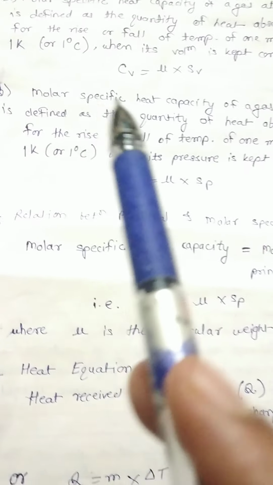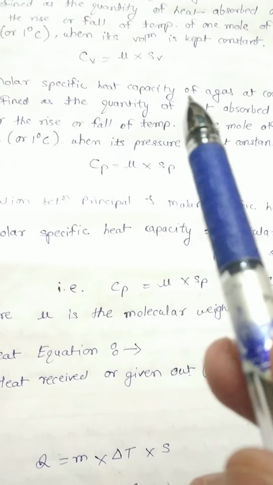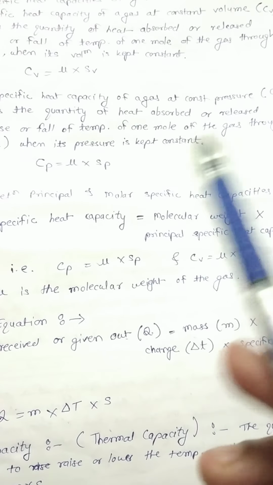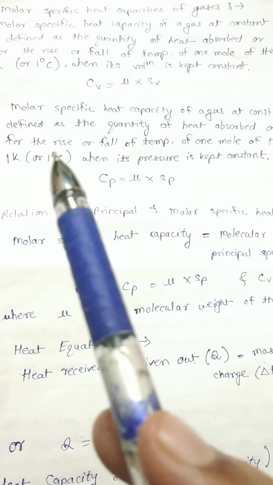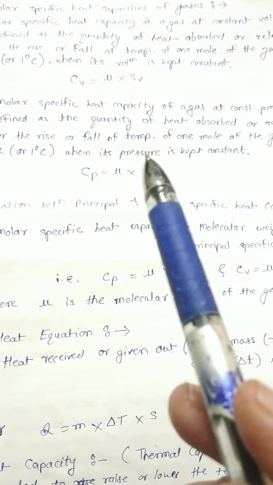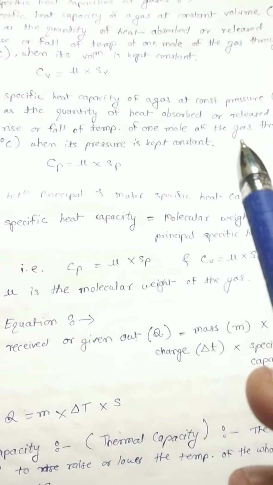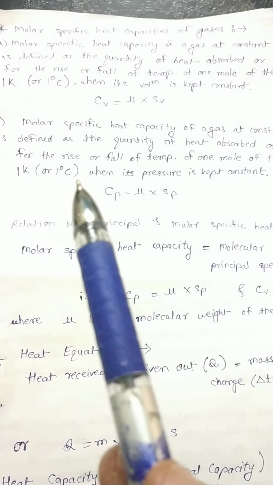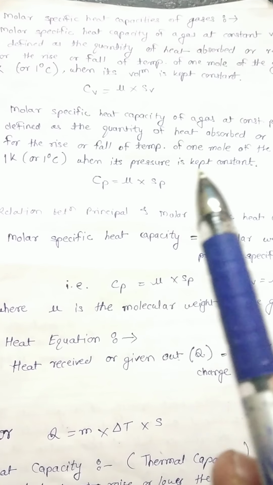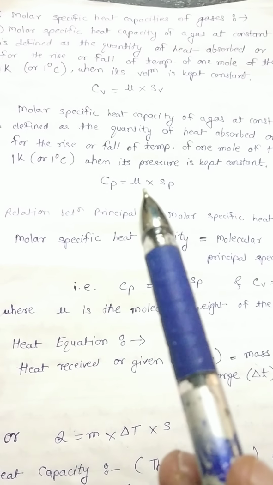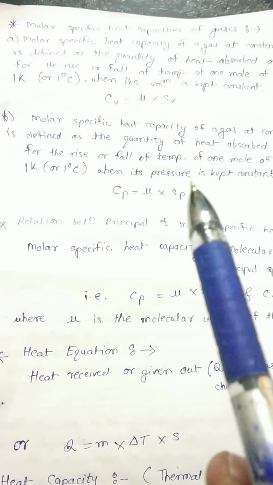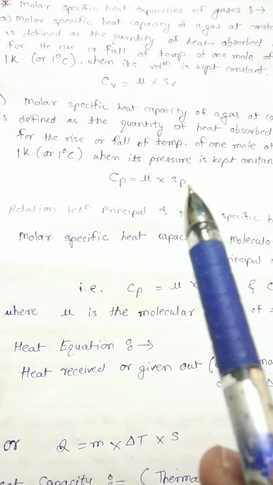So the next point is molar specific heat capacity of gases at constant pressure. It is defined as the quantity of heat absorbed or released for the rise or fall of temperature of 1 mole of the gas through 1 Kelvin or 1 degree Celsius when its pressure is kept constant. So Cp = μ × Sp, where Sp is the principal specific heat capacity at constant pressure.